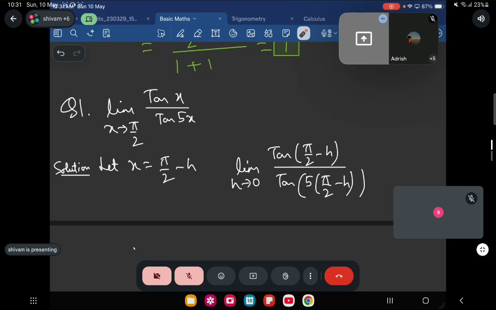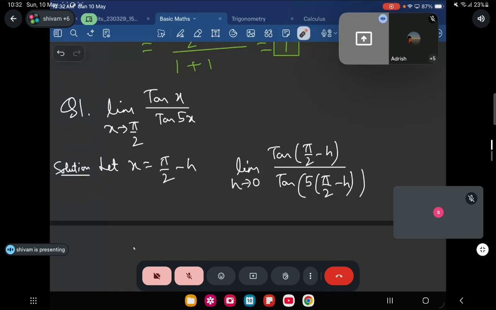Pi by 2 minus h. If x is pi by 2, what is the value of h? 0. Now see, the angle is tending to 0. Are you getting it, Anish and Adrish? Yes, sir. Okay. But you already got h tends to 0.